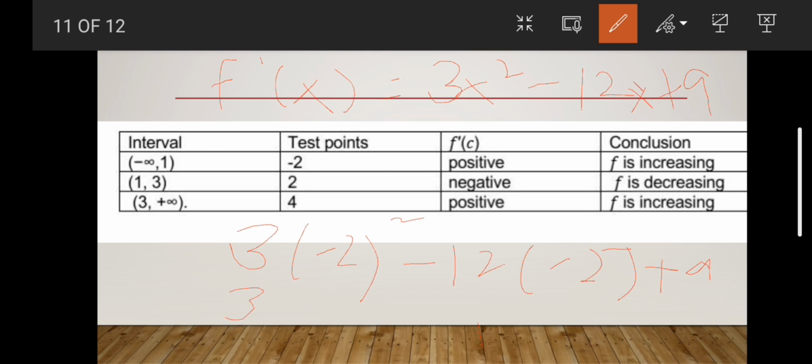So we have 3 times 4 plus 24 plus 9. We have here 12 plus 24 plus 9. The result is positive, so f prime c is positive.